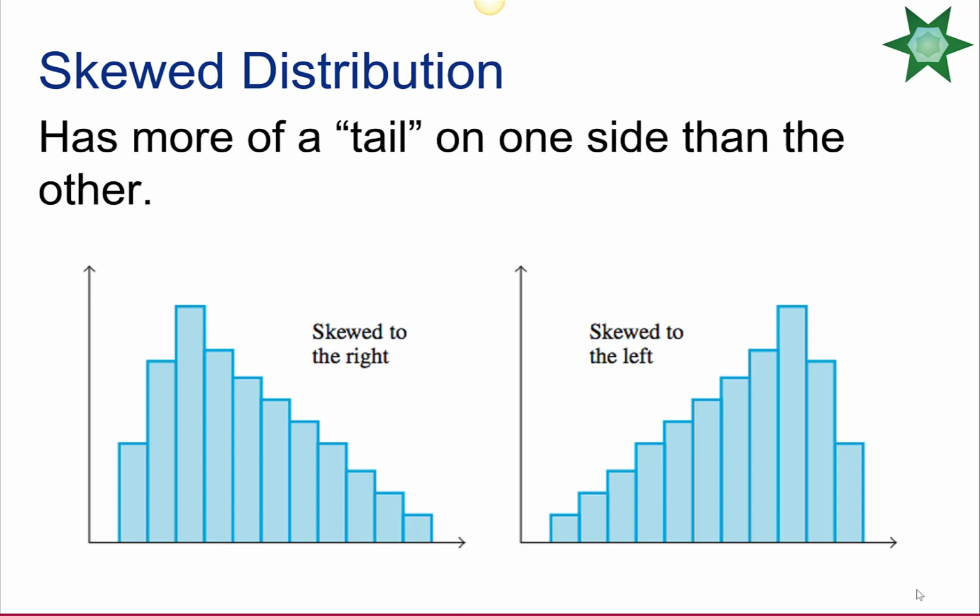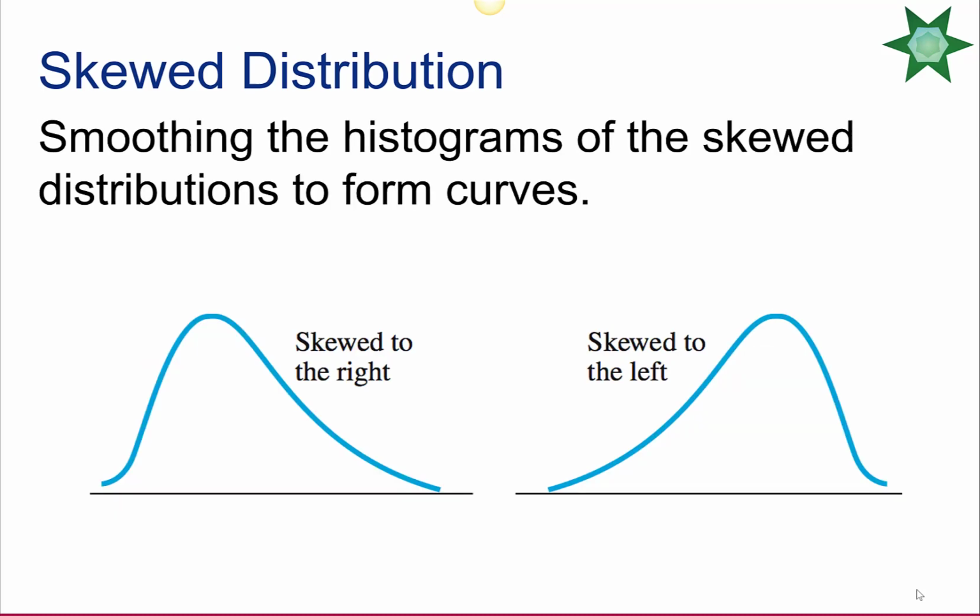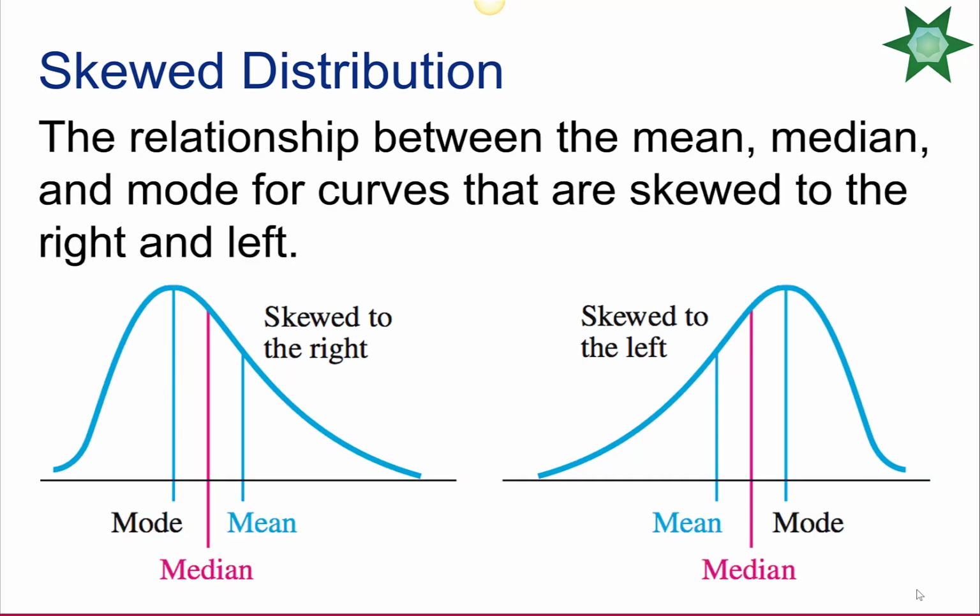Skewed has a tail on one side that's longer than the tail on the other side. The histogram that we see on the left side is skewed to the right, and the histogram that we see on the right side is skewed to the left. Skewed distributions, we can smooth these to form curves. And what happens is the skew pulls the mean towards the skew.